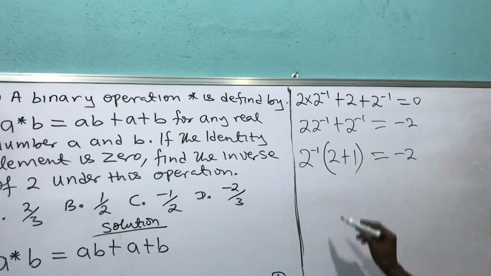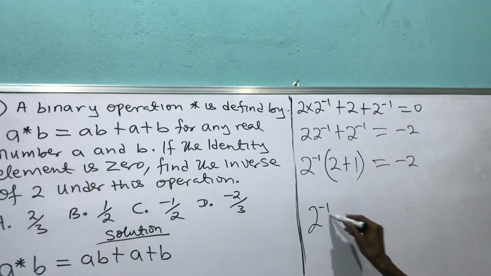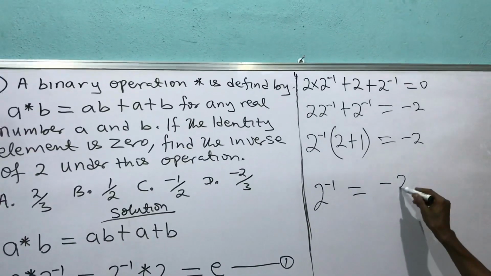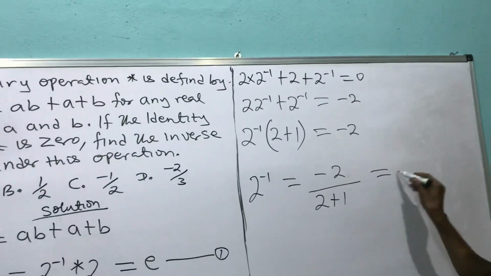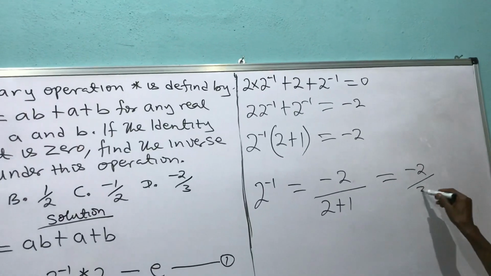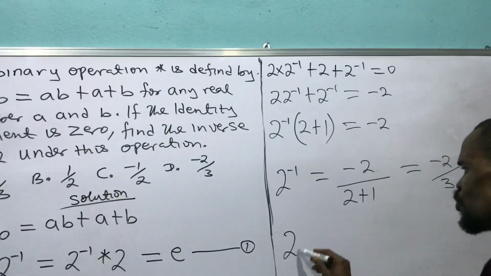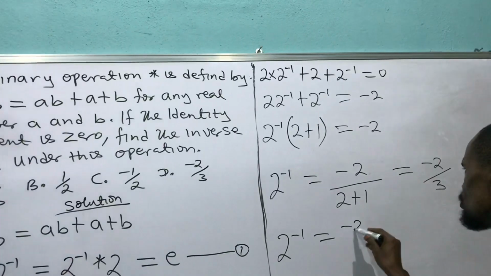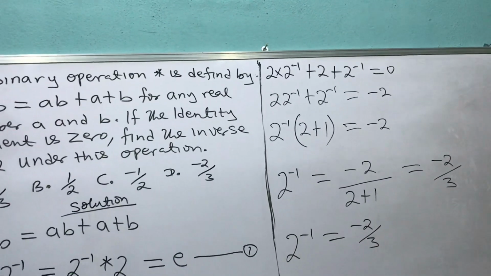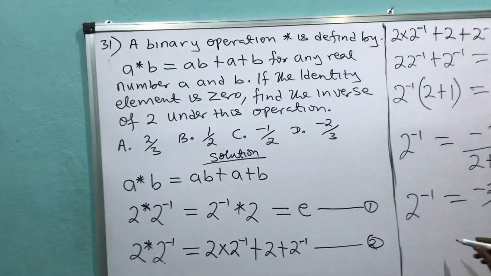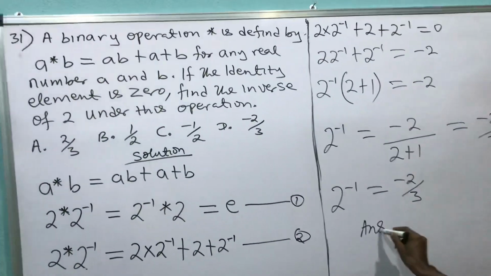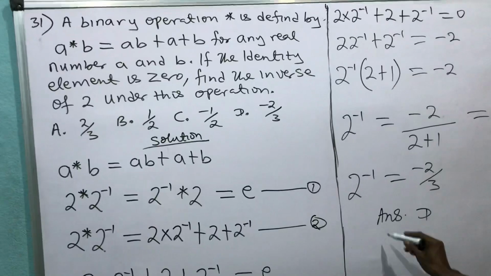If you open this bracket now, you have this. Therefore, 2 inverse is equal to minus 2 divided by 2 plus 1. And my answer becomes minus 2 over 3. That makes 2 inverse equal to minus 2 over 3. And I go to the options, and I find out that option D is my answer. My answer is option D.